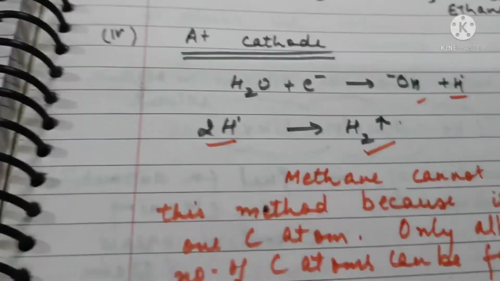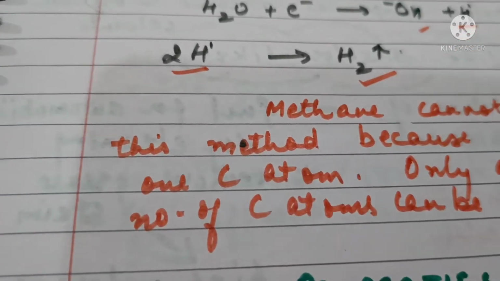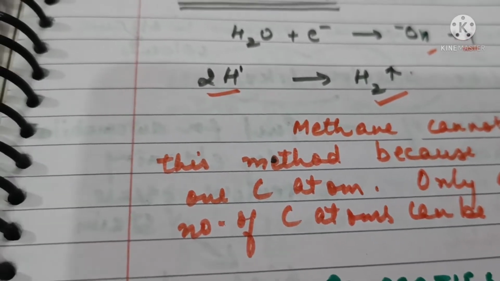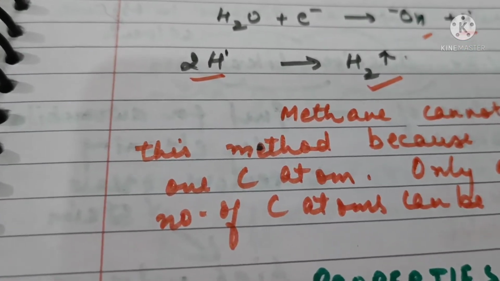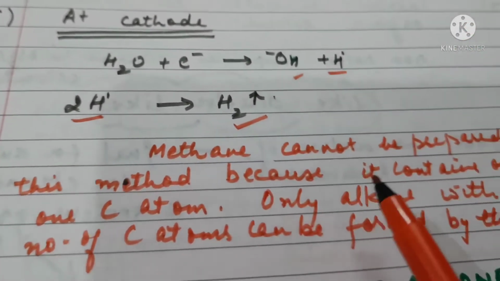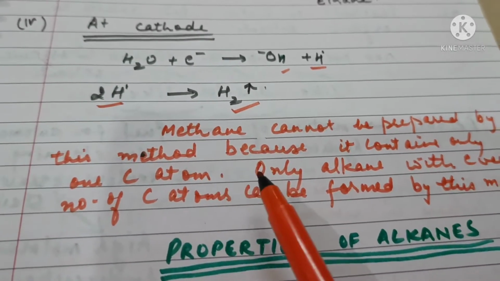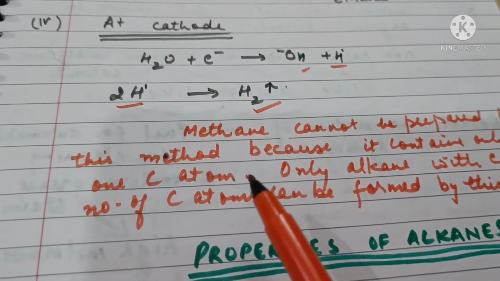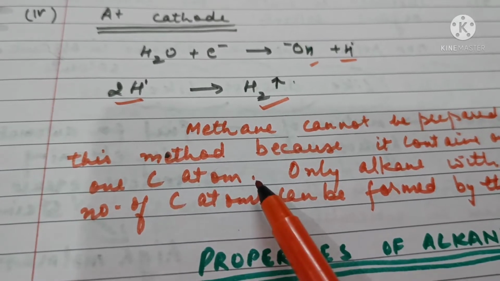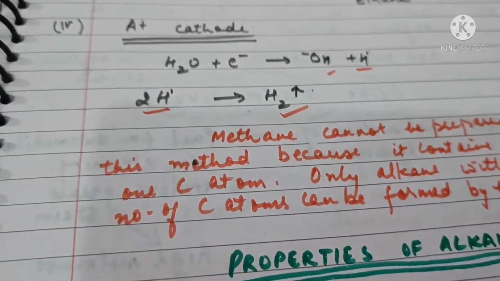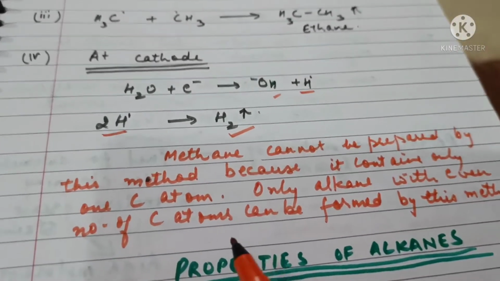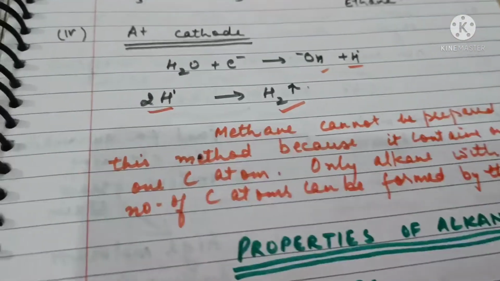So the limitation of this reaction, which is called Kolbe's electrolytic method, is that methane cannot be prepared by this method because it contains only 1 carbon atom, and in this method we prepare alkanes with an even number of carbon atoms.